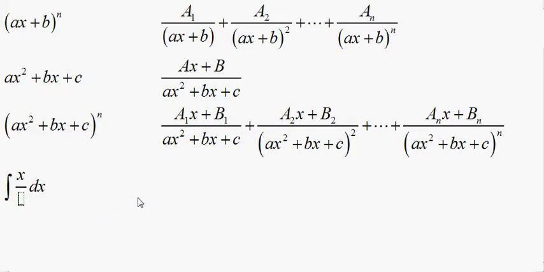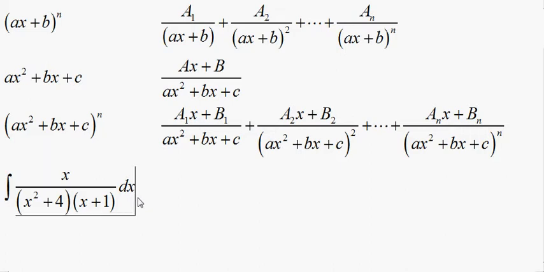So we have x over x squared plus 4 times x plus 1. Okay, so this one I made up, and I got an answer to it, and I'm hoping it's right. But the important thing is the method. So I'm fairly certain it's correct. If it's not, somebody will tell me. But this one, okay. So same deal.